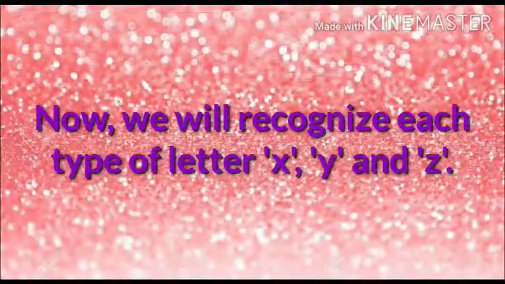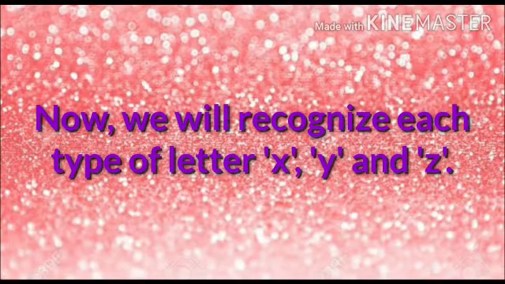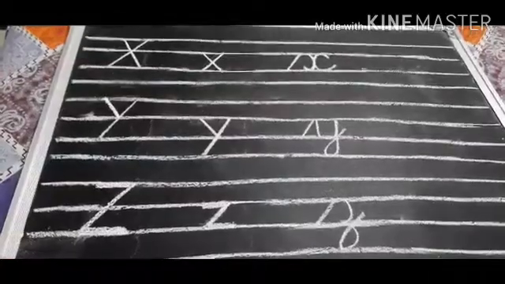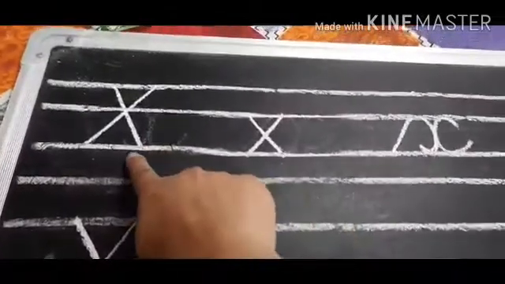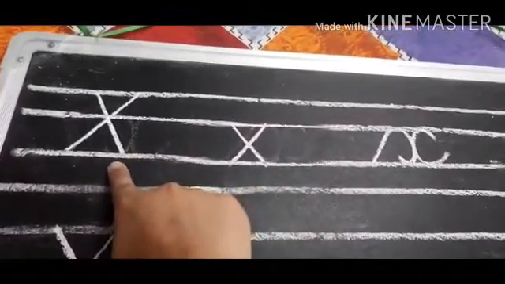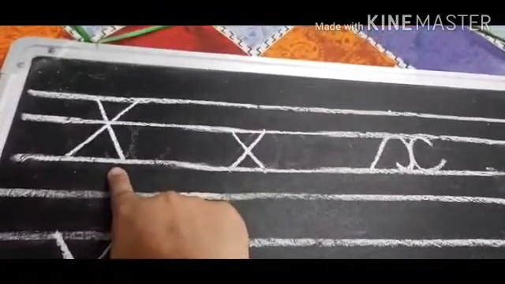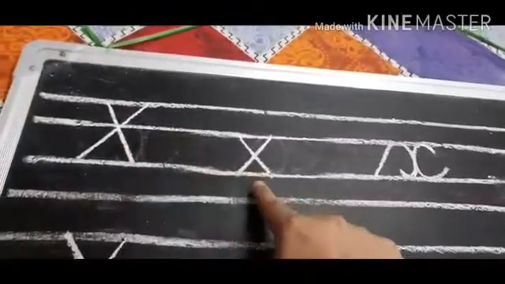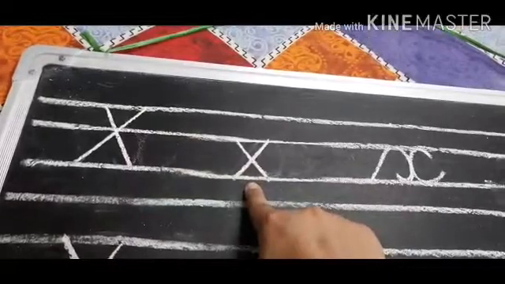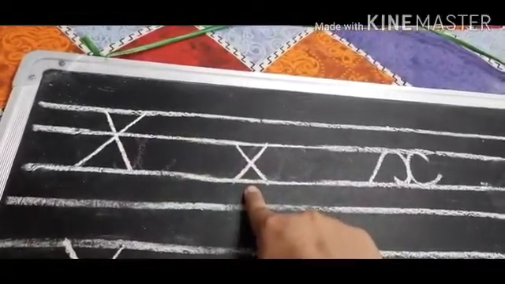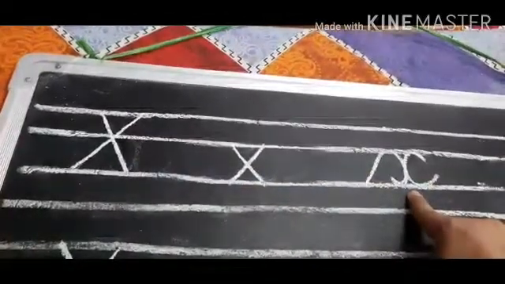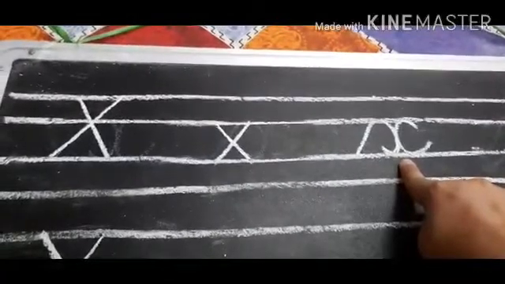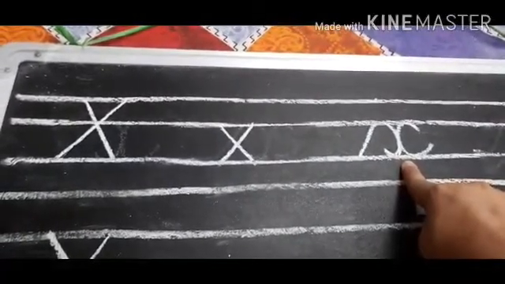Now we will recognize each type of letter X, Y and Z. Now students, let us recognize each type of letter written on the board. So look here. What is this? This is capital print letter X. Repeat, capital print letter X. Next, what is this? This is small print letter X. Repeat, small print letter X. Next, what is this? This is small cursive letter X. Repeat, small cursive letter X.